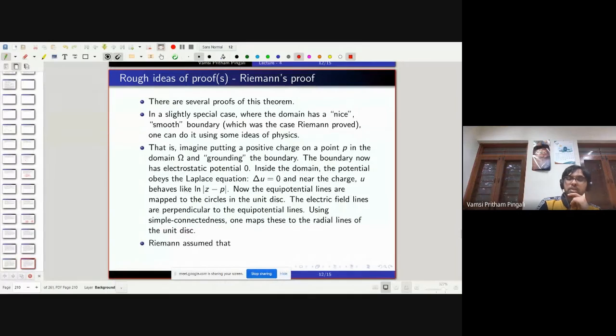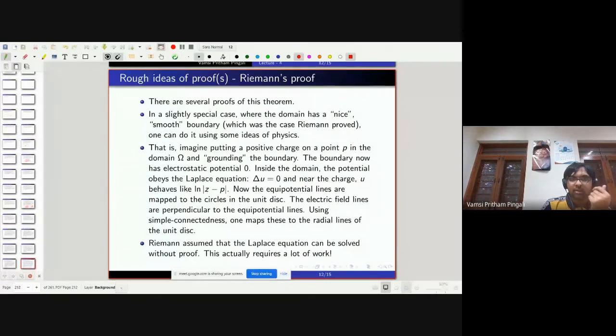So Riemann assumed that the Laplace equation can be solved without proof because he thought, I mean, this is just physics, right? He said, okay, in real life, this will happen, so maybe it can be done. But that's not true. This actually requires a lot of work. But Riemann did not do that work. But anyway, nonetheless, this is a rough idea of Riemann's proof.